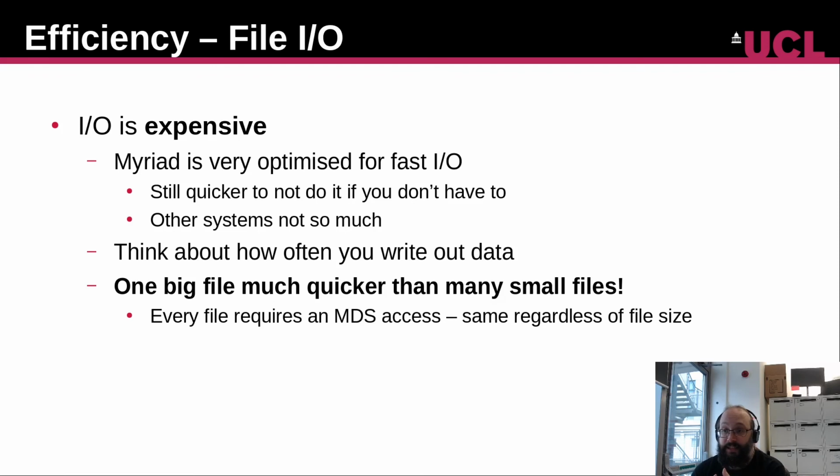Another tip that is true of almost every HPC system, but particularly ones that use Lustre like ours: writing one big file is much quicker than many small files. That's because of the way the parallel file system works, every file requires access to a thing called the metadata server. So if you only have to do that once for a chunk of data, that's a lot less of an access than if you have to do it for several thousand of those.